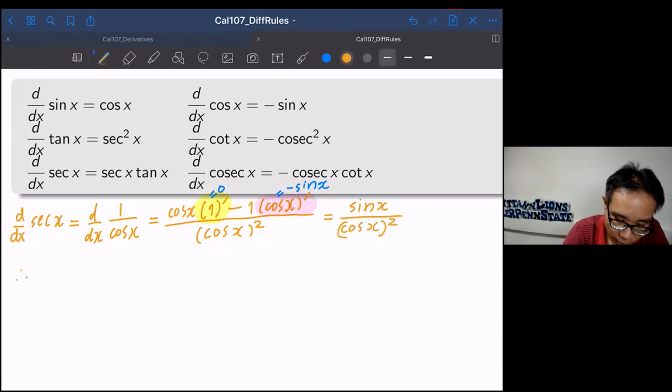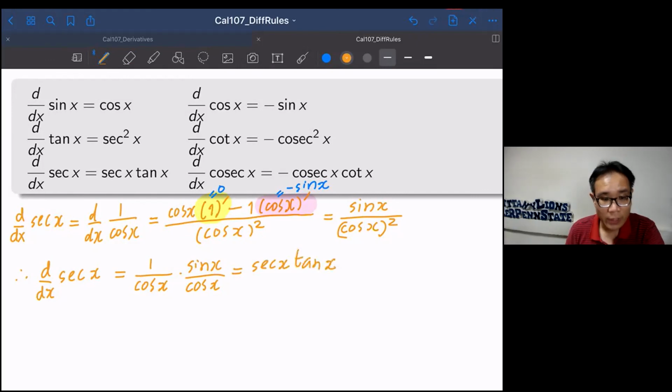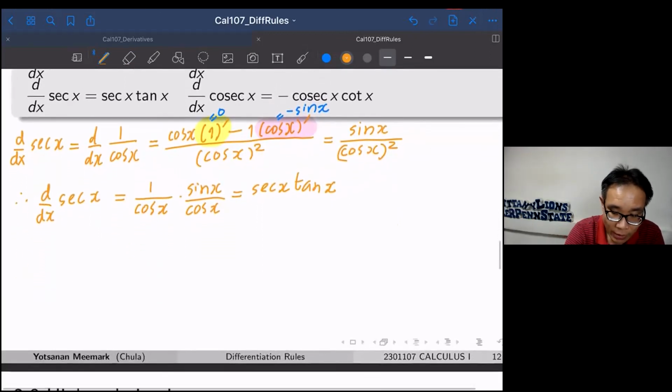So in this case, d/dx of sec x is going to be sin x over cos squared, so it's going to be 1 over cos x times sin x over cos x, so it's going to be sec x tan x. So we're going to memorize this as the derivative of sec equals sec tan.